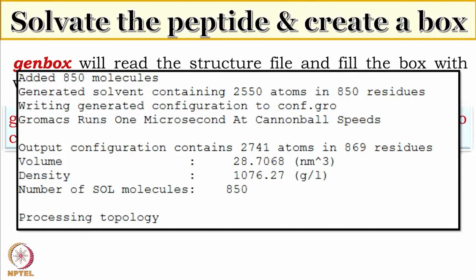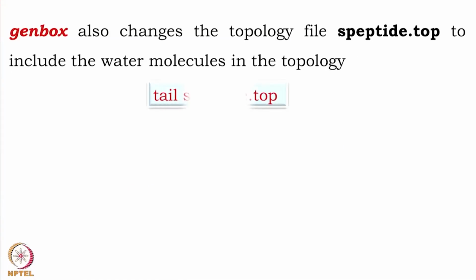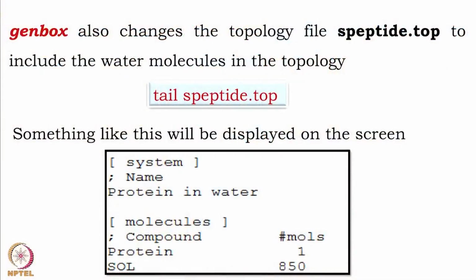So now it will also modify my topology file. If I just type tail s-peptide.top, it will take me to the last few lines of the topology file, and something like this will be displayed on the screen: there is protein, there is one, that is my s-peptide, and SOL, that is my solvent molecule. There are a total of 850 solvent molecules.